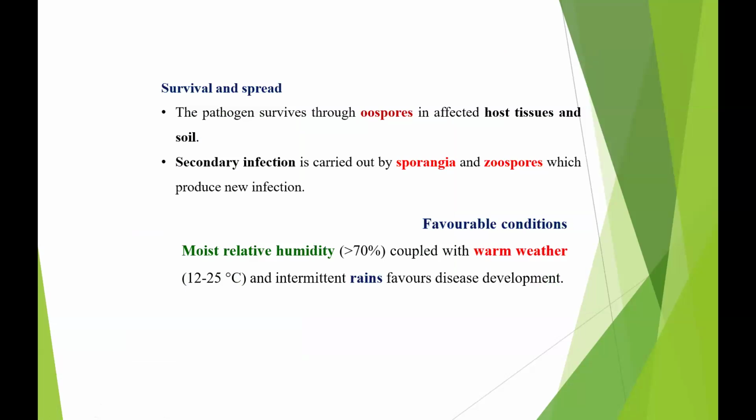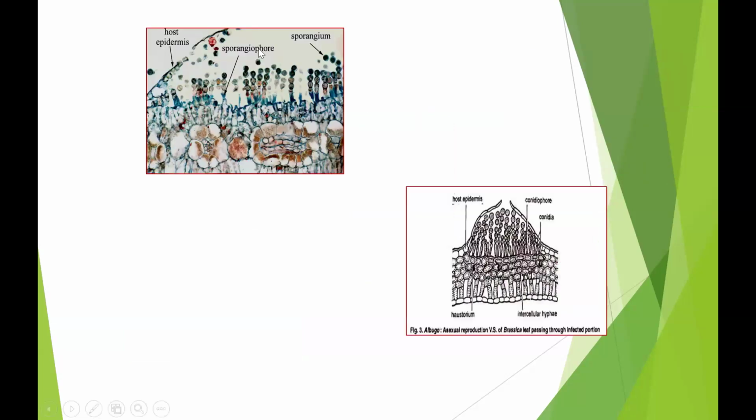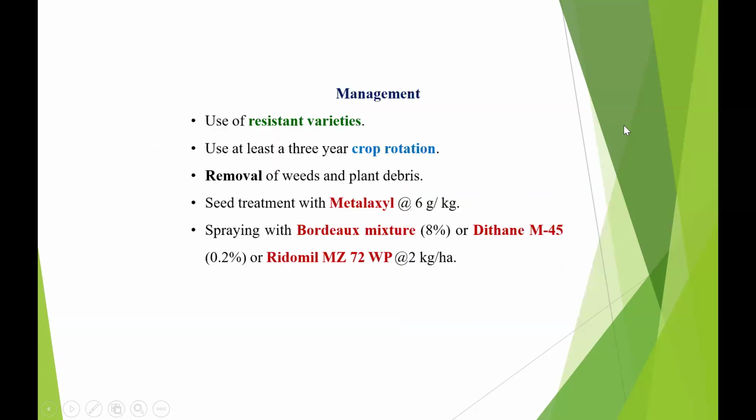Survival and spread is through oospores in affected host tissues and soil. Secondary infection is carried out by sporangia and zoospores. Favorable conditions are moist relative humidity, warm weather and intermittent rains. This is how it looks under the microscope. These are the sporangiophores, and these are the sporangia. The management: using resistant varieties, at least a 3-year crop rotation, removal of weeds, seed treatment with metalaxyl at the rate of 6 gram per kg, spraying Bordeaux mixture, Dithane or Ridomil.